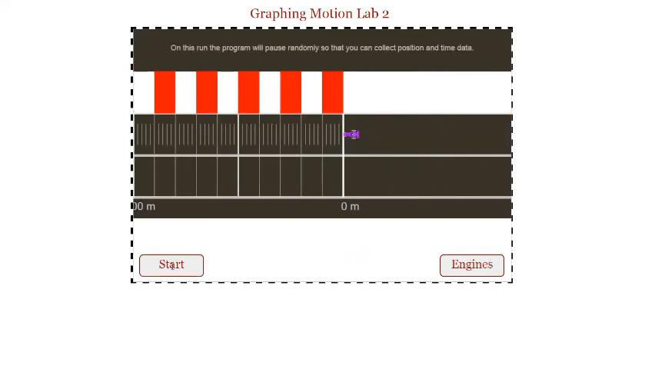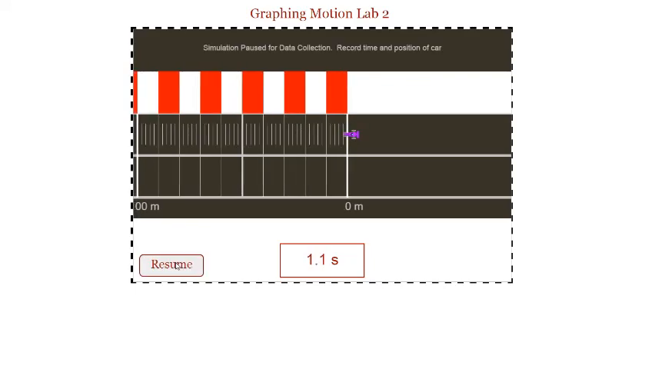So notice that now when I hit start, the car pauses every once in a while, and I take data. So you might want to have a piece of scratch paper handy, and you're going to copy down the position of the car as well as the time. So notice that at time 0, your dragster's position was 0 meters. Here at 1.1 seconds, I'd have to determine what the position of my car is, and it looks like it's at the first little tick mark.